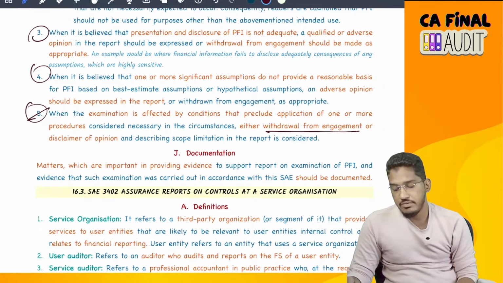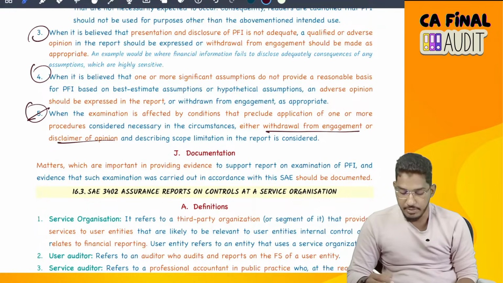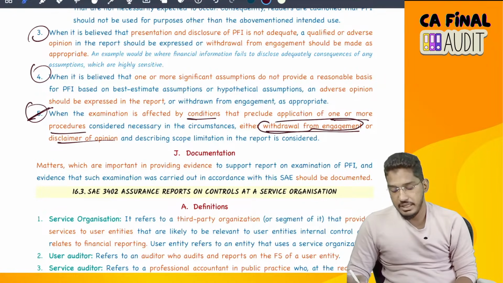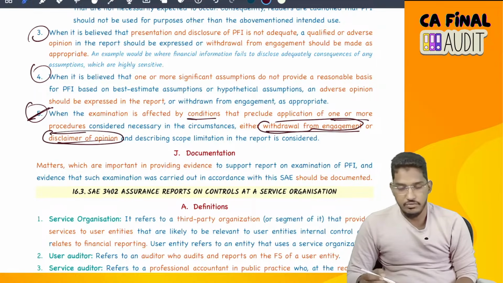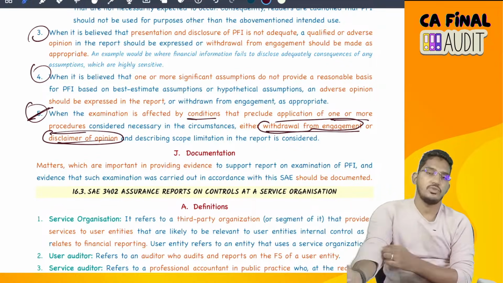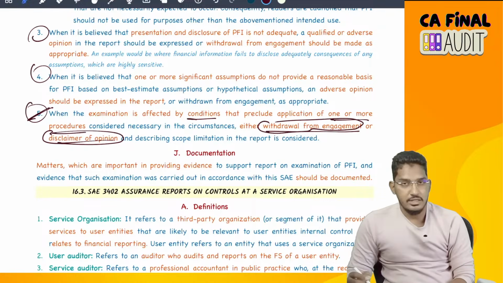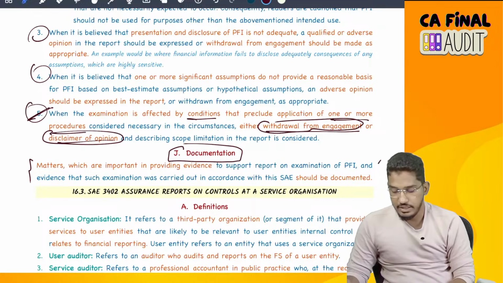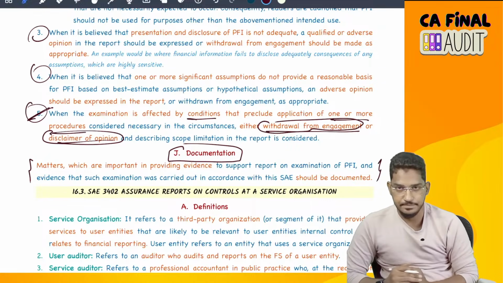The standard tells the auditor to either withdraw from the engagement or give a disclaimer of opinion. If you read it here, when the examination is affected by conditions that preclude application of one or more procedures considered necessary in the circumstances, the auditor shall either withdraw from the engagement or give a disclaimer. If you are unable to perform the procedures, the first possibility should be to withdraw. If withdrawal is not possible, then you have to disclaim your opinion. Then finally, documentation. You have to include various things in your documentation.